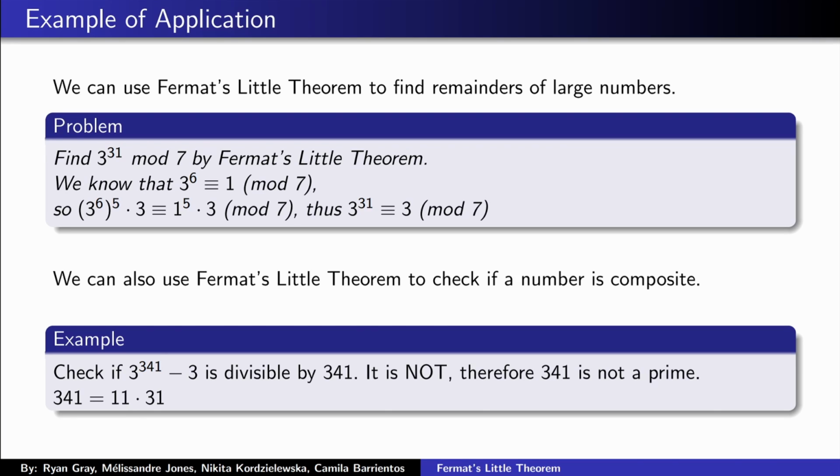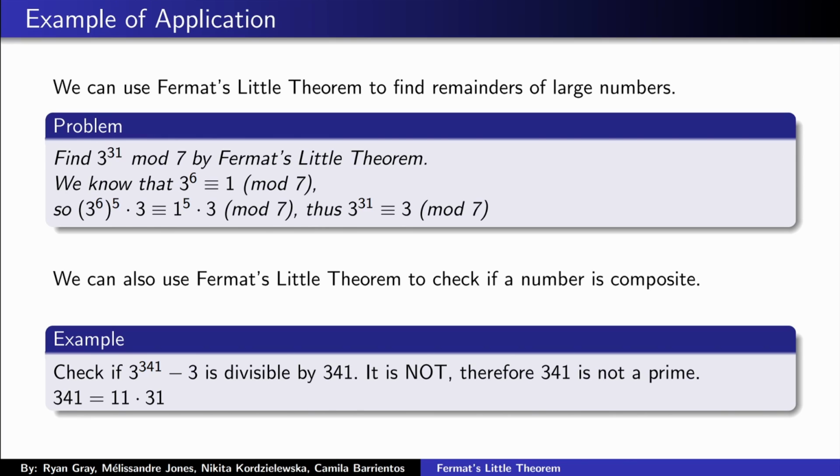We can use Fermat's little theorem to find remainders of large numbers. So to find 3 to the power of 31 mod 7, we can do it easily by hand using this theorem. We know that 7 is a prime number, so we know that 3 to the 6 is congruent to 1 mod 7. We can raise both sides to the power of 5 and then multiply by 3. Thus, 3 to the power of 31 is congruent to 3 mod 7.